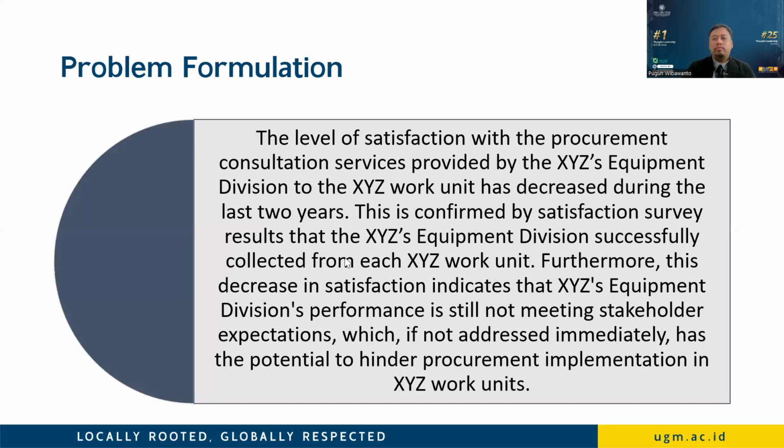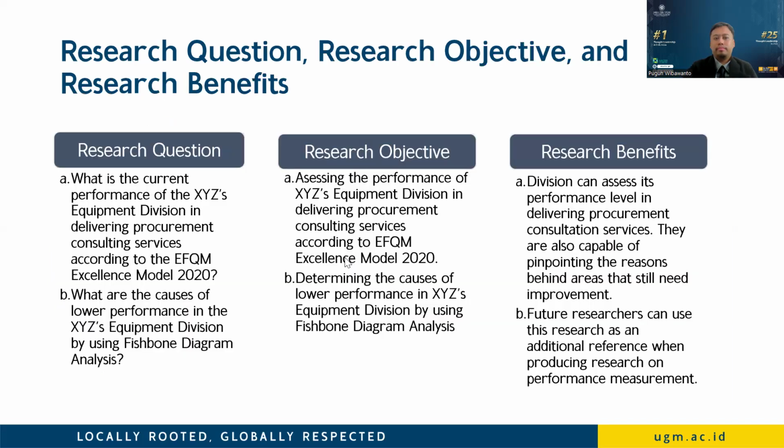Based on that issue, the researcher formulated the problem starting from the decrease in the level of satisfaction of XYZ work units, which indicates that the performance of XYZ's Equipment Division still doesn't meet the expectation of XYZ work units. And from the formulation of the problem, the researcher then formulated a research question, research objectives, and research benefits.